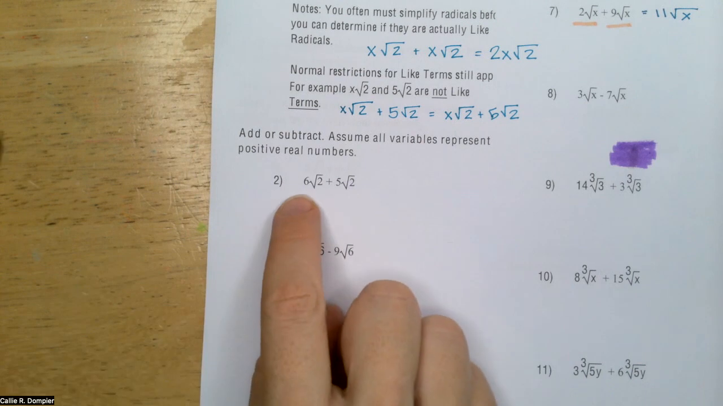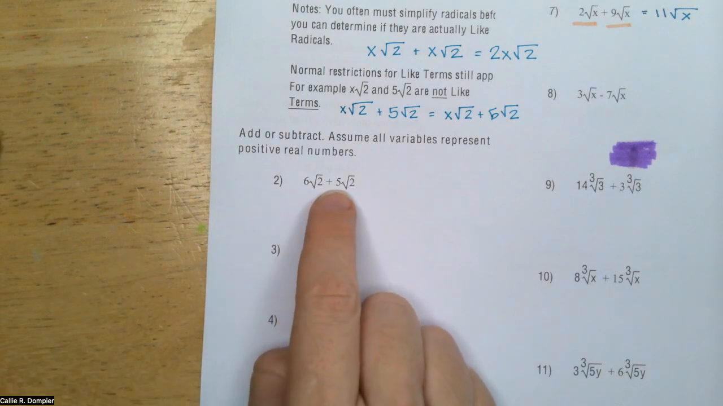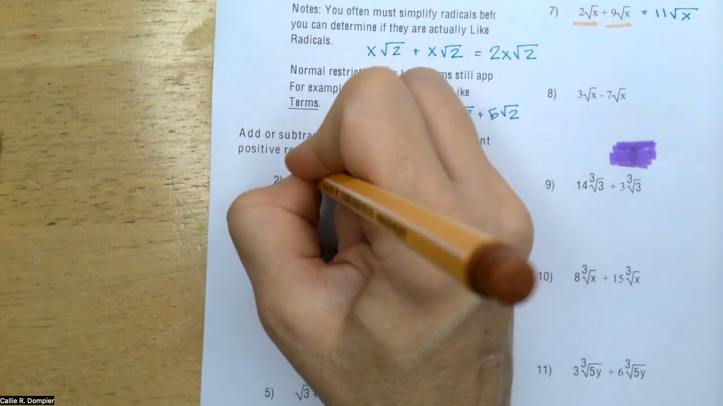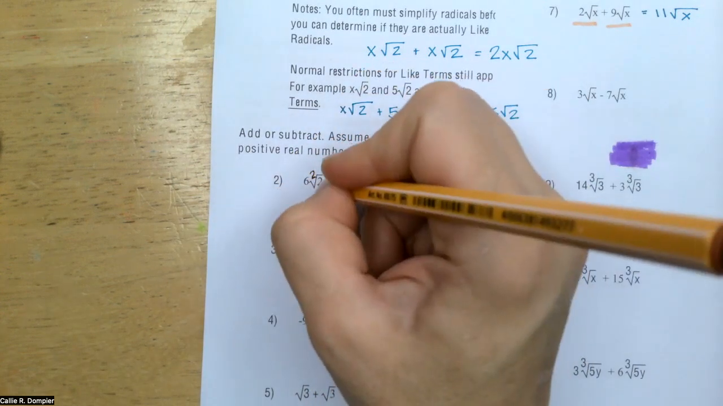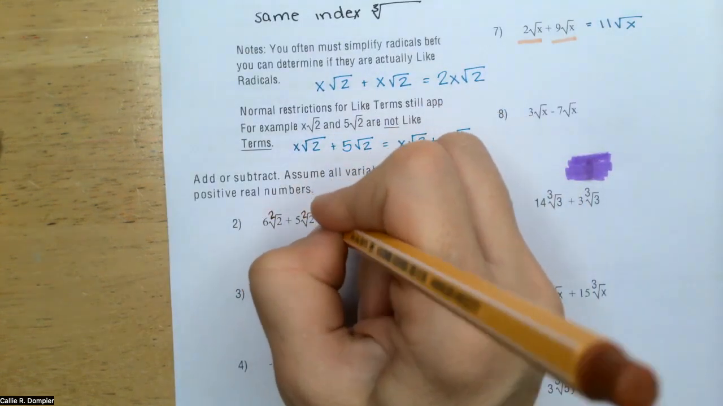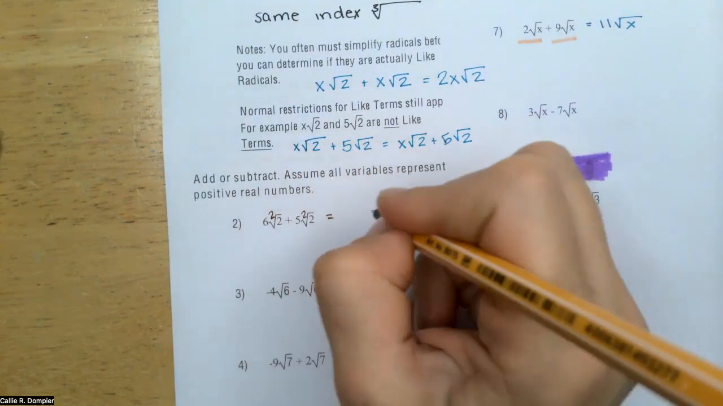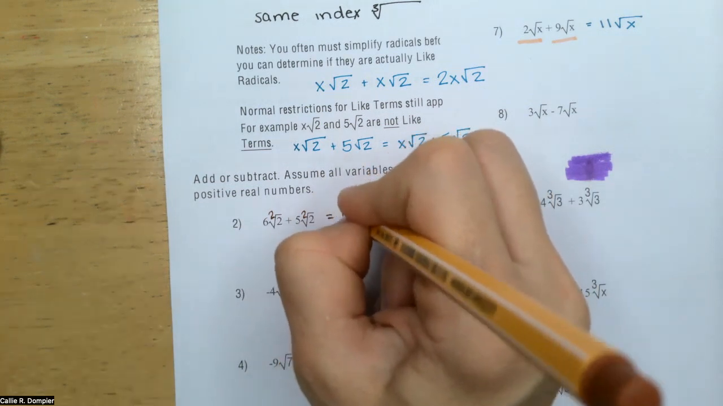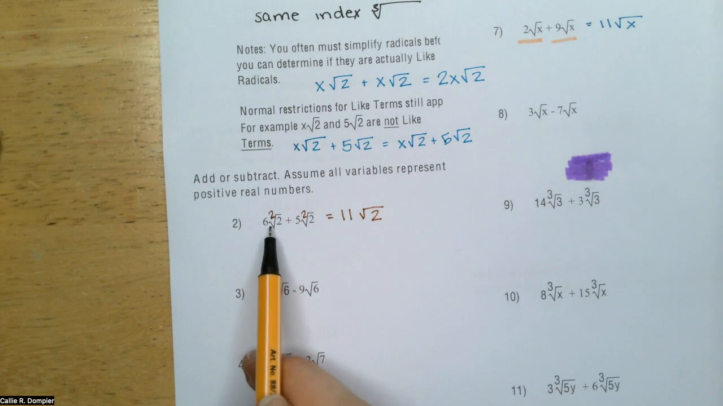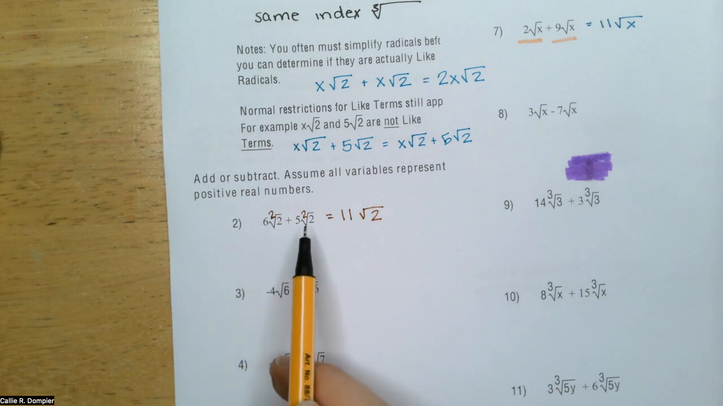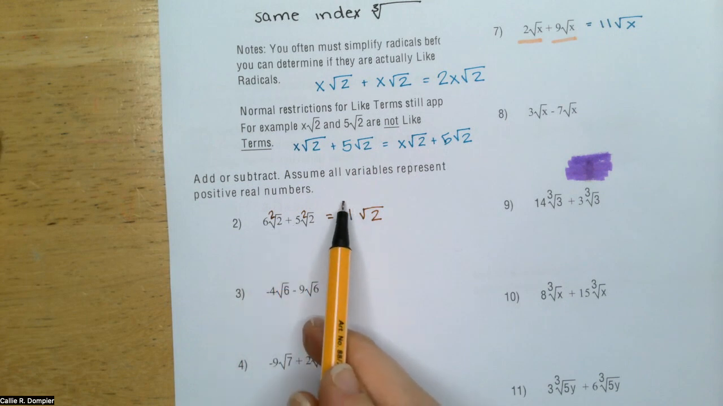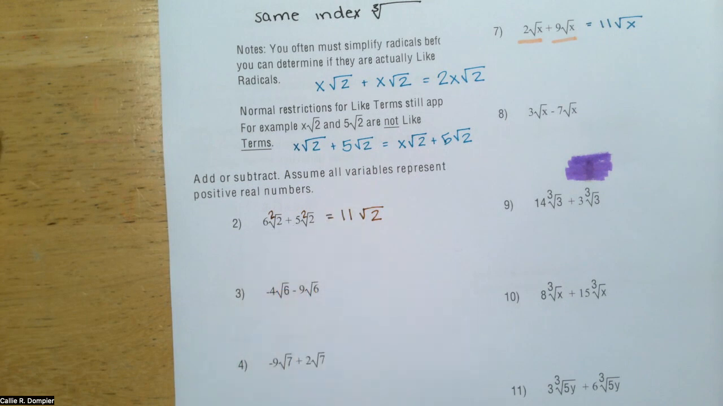Here we have 6 square root 2 plus 5 square root 2. Again, you have the same index of 2 and the same radicand of 2, so we can add them. You're just going to add the 6 and the 5. 6 plus 5 is 11, so it's 11 square root 2s. I had 6 of them here, I had 5 of them here, I put them together, and I got 11 of them.